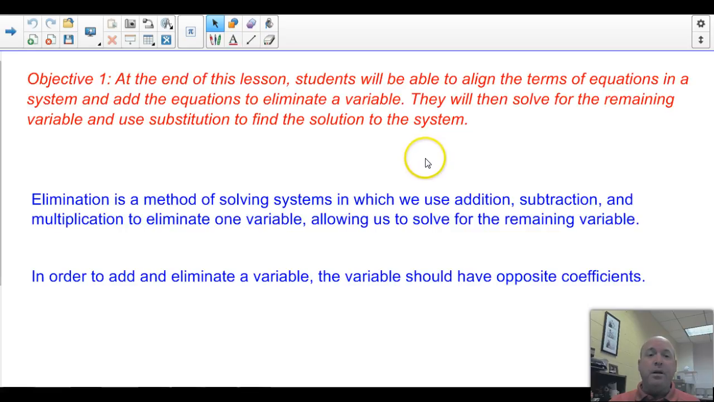Okay, elimination is a method of solving systems in which we use addition, subtraction, and multiplication to eliminate one variable, and this allows us to solve for the remaining variable. Okay.